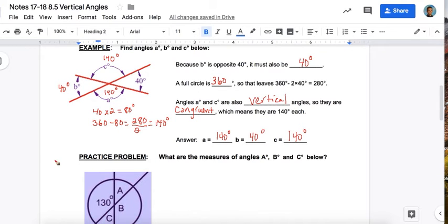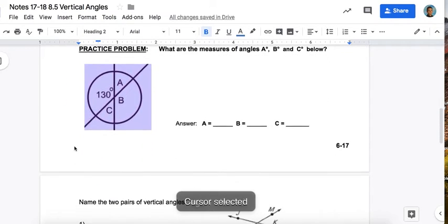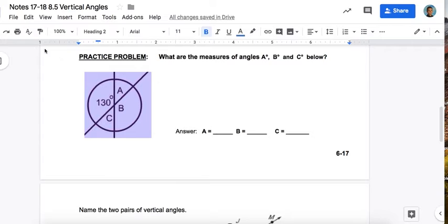Okay, let's look at our last practice problem on the bottom there. It says, what are the measures of angles A, B, and C below? Well, we know that these are vertical angles here. So if this is 130, then we know that B is also 130 degrees. So we can go ahead and write that down here.